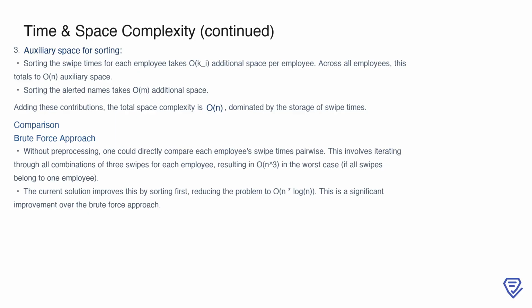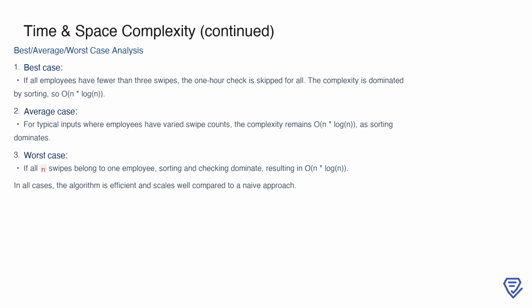The brute force method involves directly comparing each employee's swipe times in all possible combinations of 3 swipes. This would result in a time complexity of n cubed, in the worst case, where all swipes belong to one employee. By pre-processing the data and leveraging sorting, we reduce the problem to n log n, which is a significant improvement. Now, let's analyze the algorithm in terms of best, average, and worst-case scenarios.